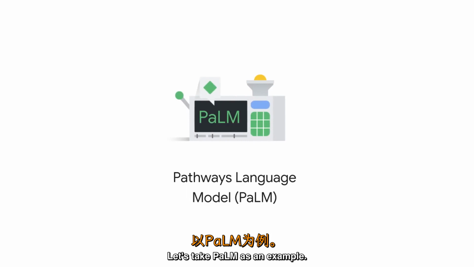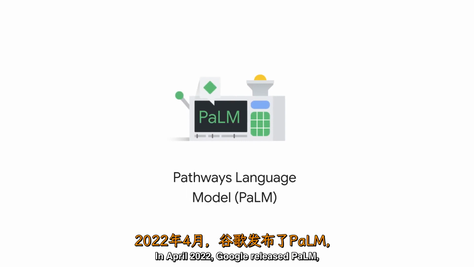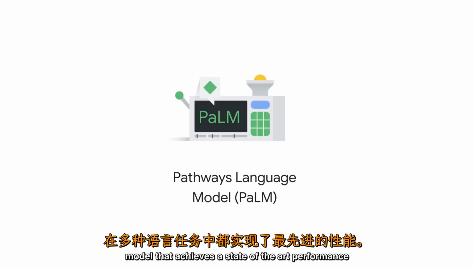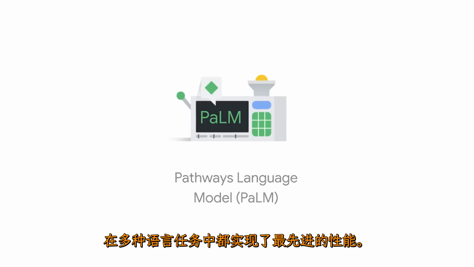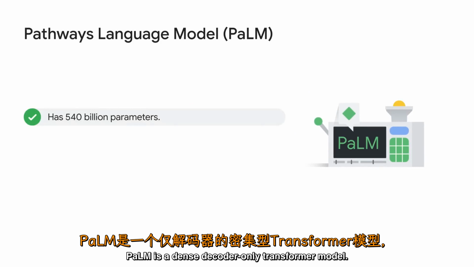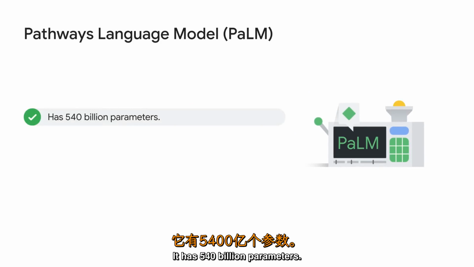Let's take PaLM as an example. In April 2022, Google released PaLM, short for Pathways Language Model, a 540 billion parameter model that achieves a state-of-the-art performance across multiple language tasks. PaLM is a dense decoder-only transformer model. It has 540 billion parameters.